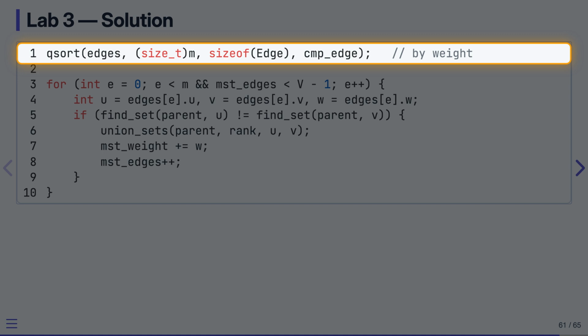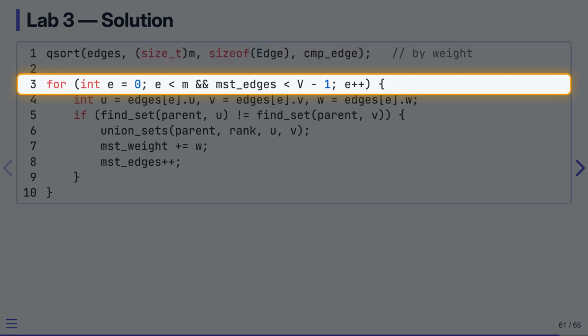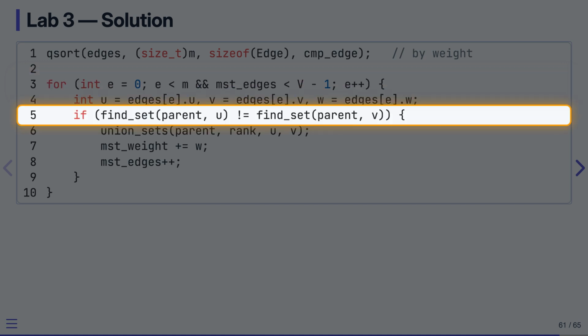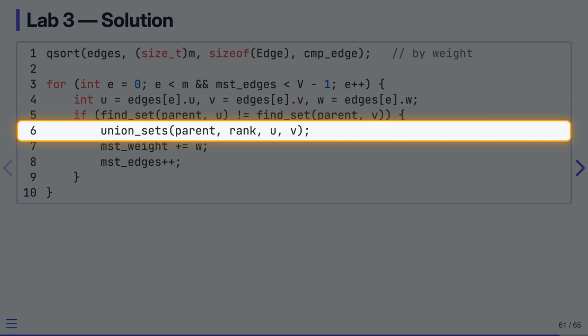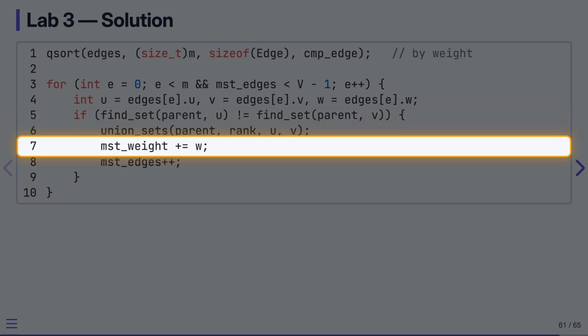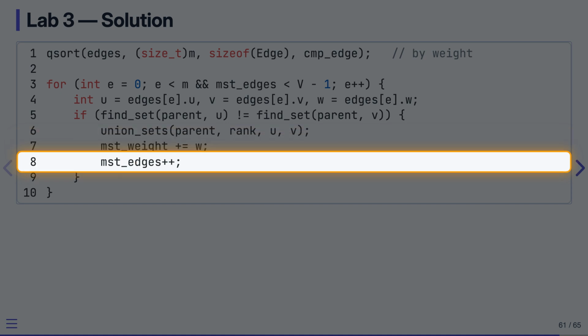Let's look at the solution. First, qsort orders the edges by weight, from smallest to largest, breaking ties on the endpoints. The loop walks the sorted edges, and it stops early, as soon as MST edges reaches V-1, a full spanning tree. For each edge it tests, is find set of u not equal to find set of v? Are the two ends in different groups? If yes, it takes the edge and unions the two ends. It adds this edge's weight w to the running MST weight. And it increases MST edges by 1, counting the edge we just took.